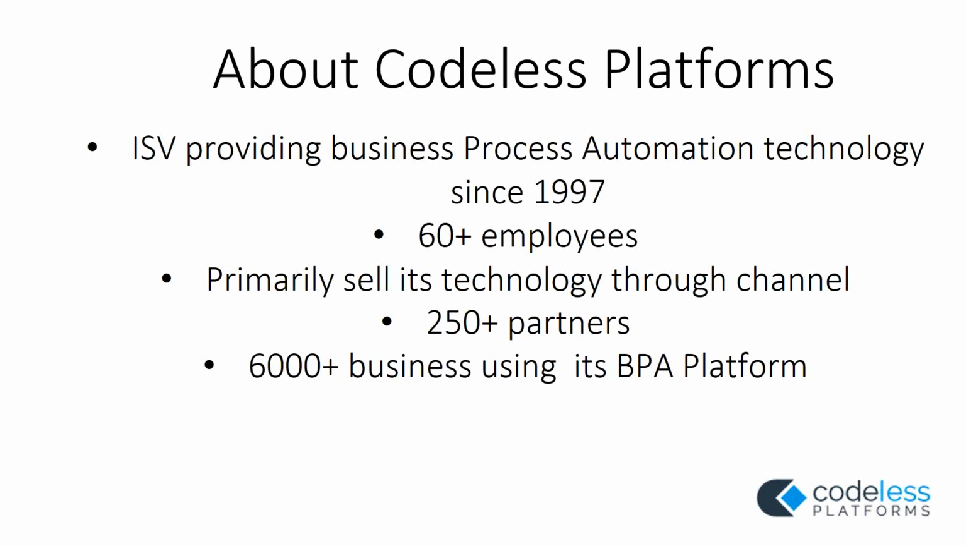Hopefully some of you might have heard of us. We're an ISV ourselves, been providing business process automation technology since 1997. It's actually under a heading of a product called Task Center. We've got 60 employees here. We primarily sell our technology through channel today, and we have about 250 partners worldwide. The majority of those are in Europe, I have to say, but we are spreading our wings further afield. And there's 6,000 plus businesses using our BPA platform technology Task Center today too.